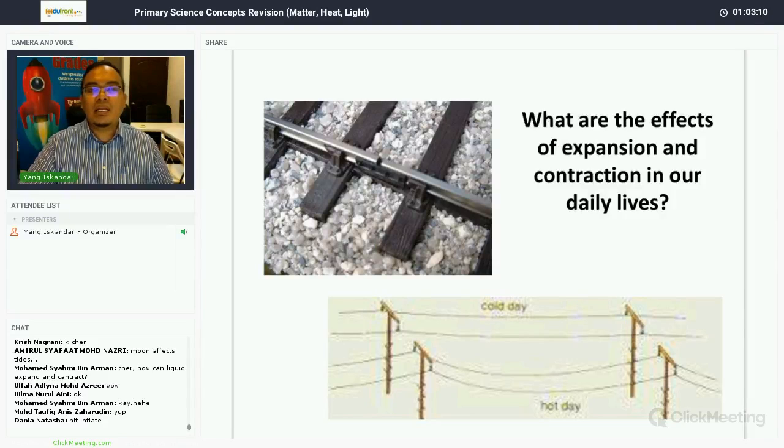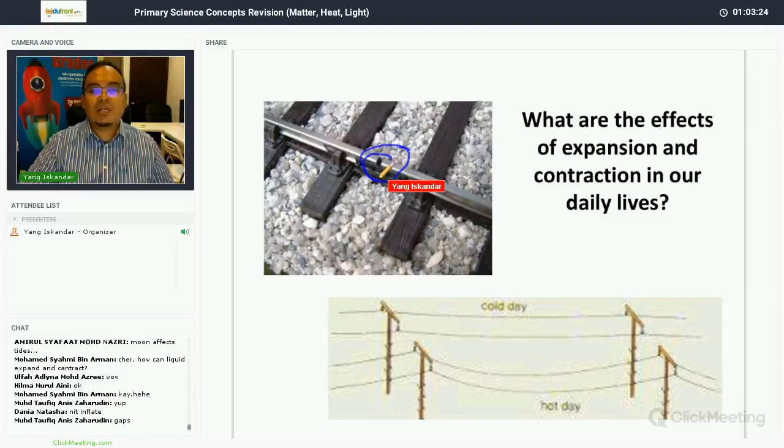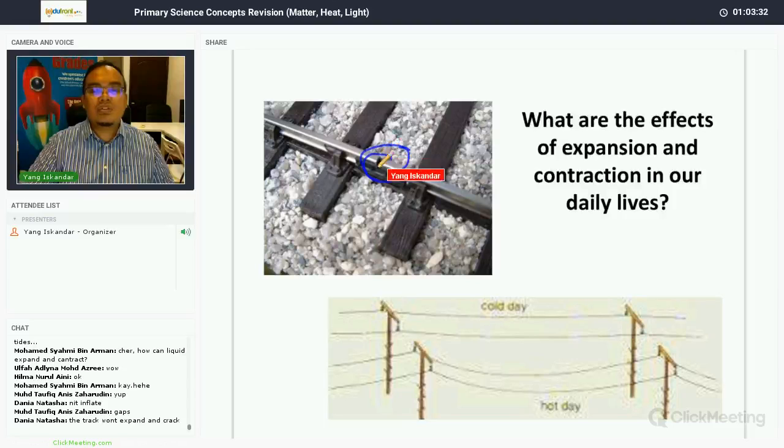All right, what are some common applications of the concept of expansion and contraction? We can see here there are gaps. This is a railway track. Especially in hot weather, they have to leave gaps. Why? To make space for expansion during very hot weather. If there's no room for expansion, the hot metal track may be dislodged or crooked, or it may cause accidents.